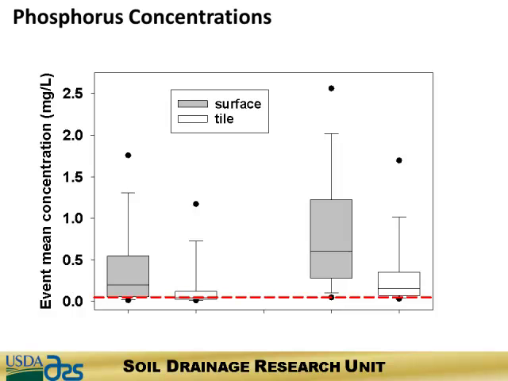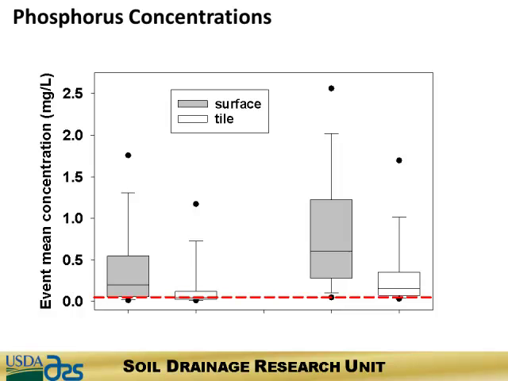What's not so encouraging is 50% of the values are above that, and we've got some coming out of the tile at 1.25 parts per million. That's high. Those are pretty hot sites. If we look at what's coming across the surface, the median's about 3 times greater than that.